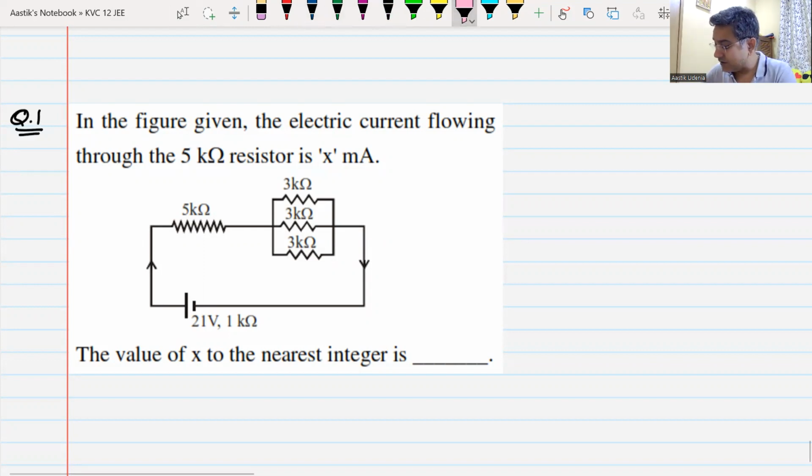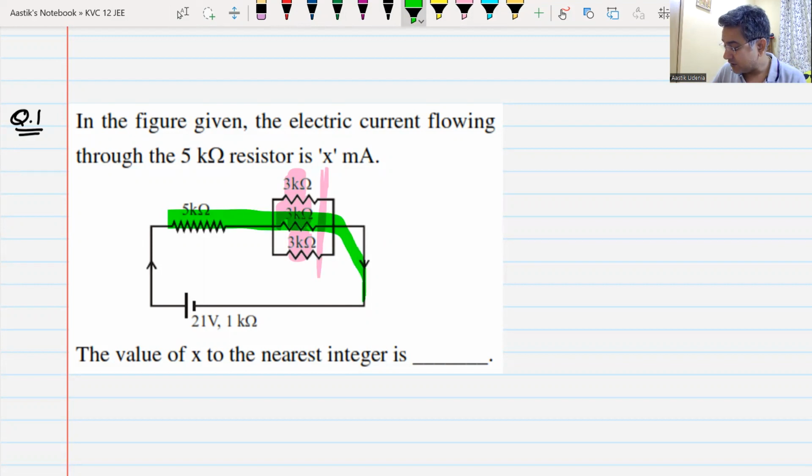These three are in parallel. 3 kilo ohm, 3 kilo ohm, 3 kilo ohm, they are in parallel. Yes or no? So what is the effective resistance of this? One. This 1 and this 5 make 6, and one more because of the internal resistance of the battery. So 5 plus 1 is 6, plus 1 is 7. Total resistance is 7. Total battery voltage is 21. 21 divided by 7, and the answer is 3 ampere, or 3 milliampere in this case, because it is in kilo ohms. The answer is 3 milliampere.